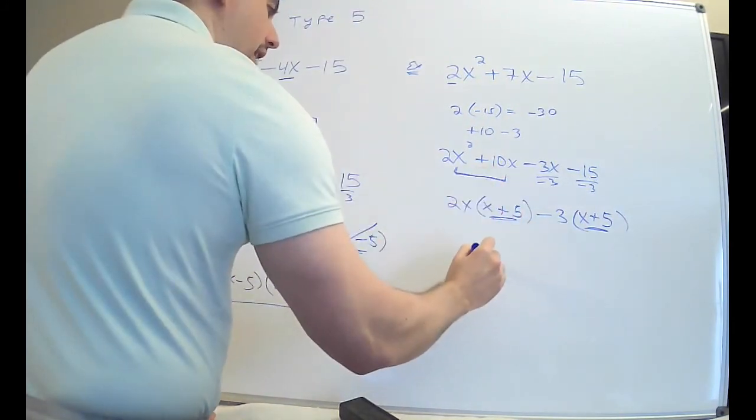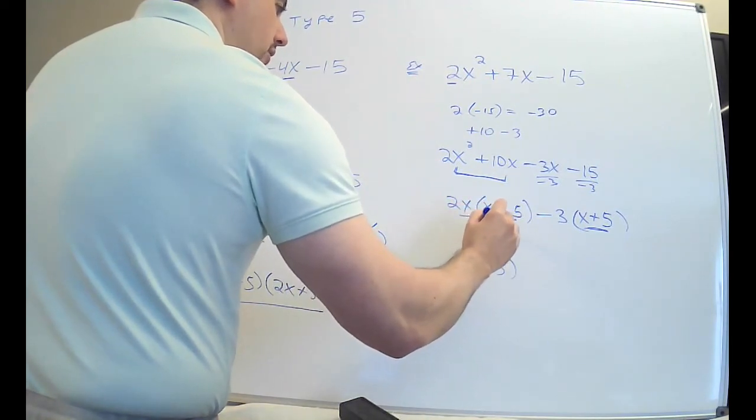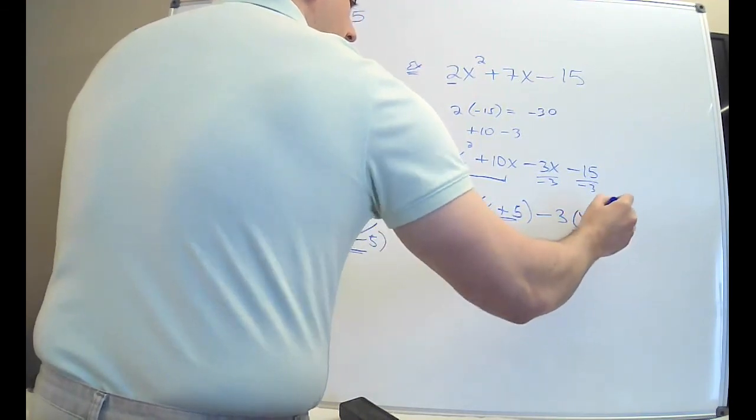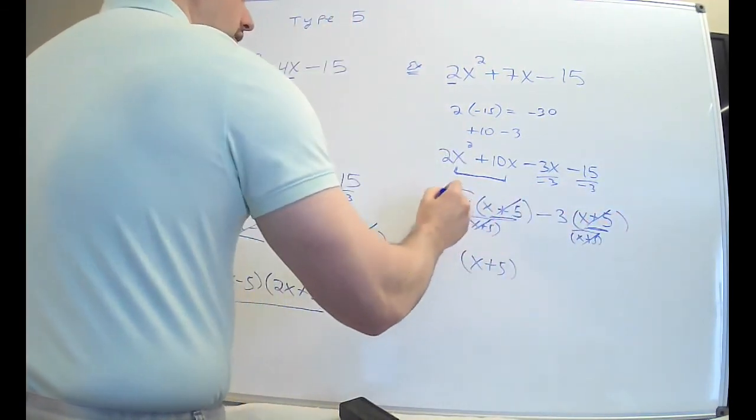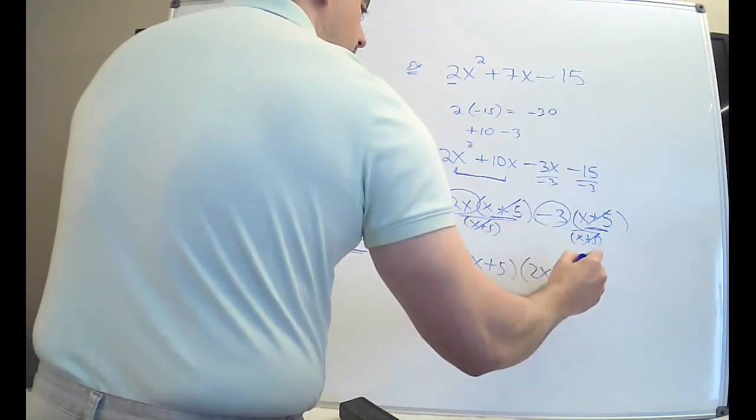Now put the x plus 5 in the front, right? What I'm really doing is I'm dividing away the x plus 5, right? You have a common factor. I'm dividing it out. And those cross out, and you're left with 2x, and then you're left with negative 3.